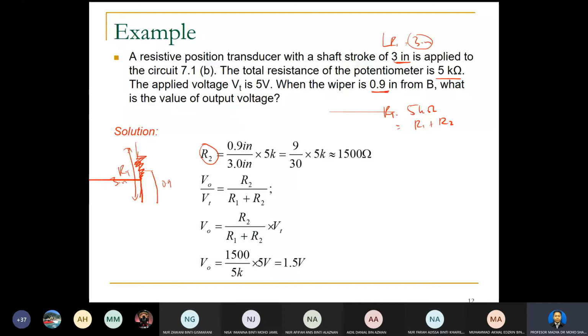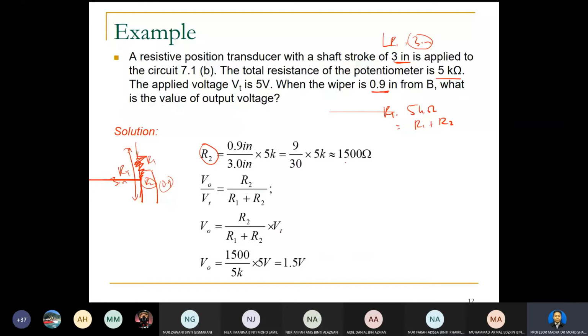You can use this formula. That means 0.9 inch divided by 3 inch, the total length, multiplied by 5k. 5k is the total resistor for RT. So that equals 1,500 ohms.